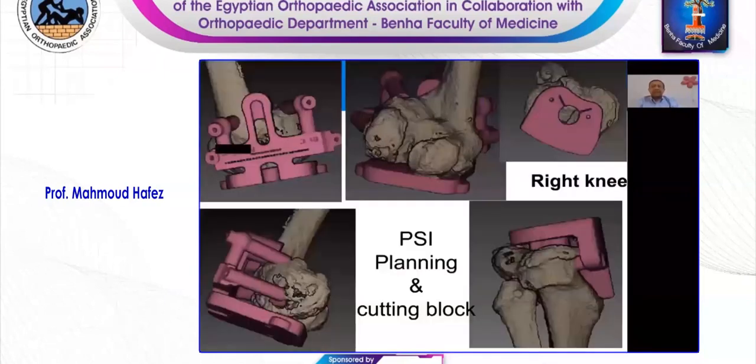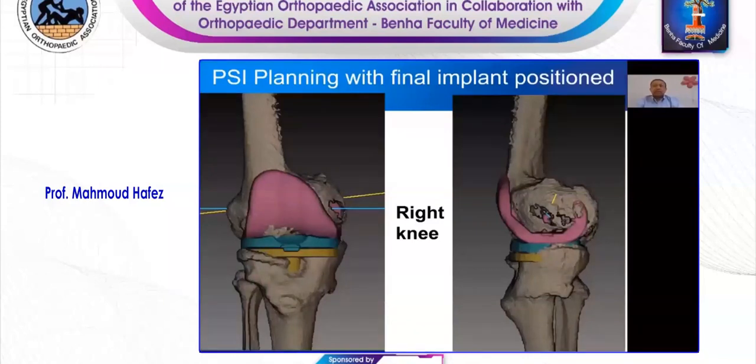You can see the PSI planning and the cutting blocks. With this femoral cutting block, you can do all the cuts from that block, and also for the tibia, you can do the cut, you can do the stem and keel. Here was the position of the implant on the right knee, and that's all before surgery.